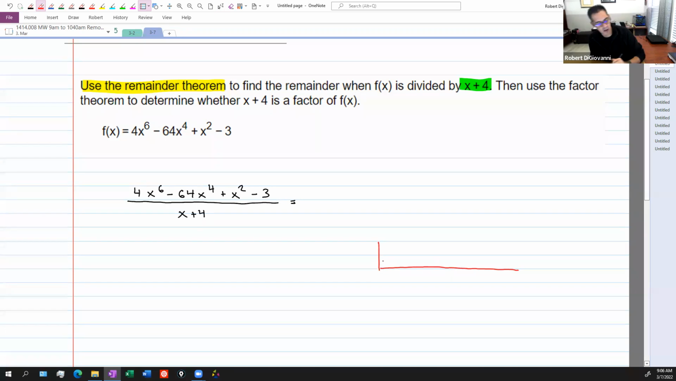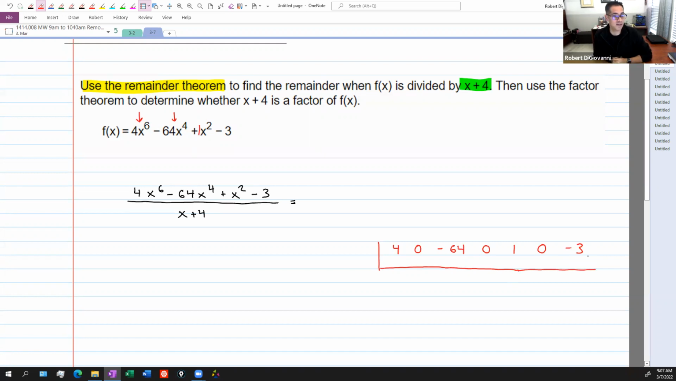And we have to be extremely careful here because we have 4x to the 6th, so I'll put a 4 here. I don't have any x to the 5th power, so I have to put a 0. Then I have an x to the 4th, so I'm going to put the number in front of that, that's negative 64. And then I don't have an x cubed, so I need another 0. Then I have a 1x squared, so I put a 1, that's the 1 in front of x squared. I don't have an x term, so I need another 0, and then I have the minus 3. So those are all the coefficients.